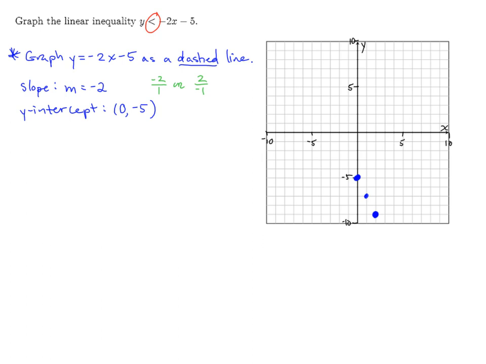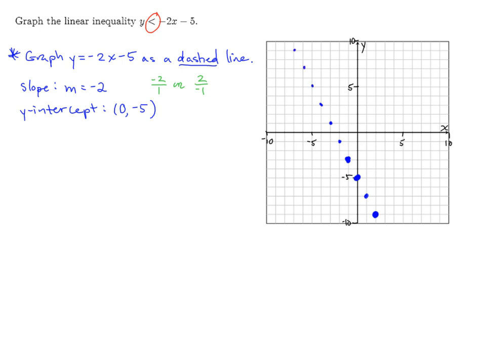So at this point, I only have a couple points in this fourth quadrant. If I want to get a couple more points, I could go up 2 units, left 1, and thinking of that slope of negative 2 as positive 2 over negative 1 helps me realize that I can also go up 2, left 1. So doing that, I'd be at negative 1, negative 3, and then I can continue, and I'll just plot a few more of those.